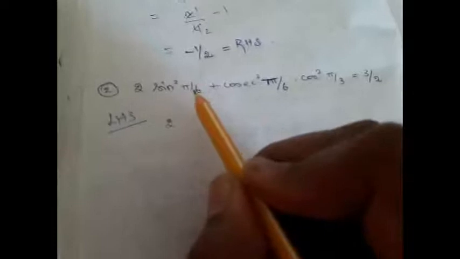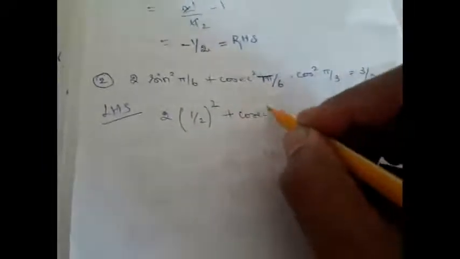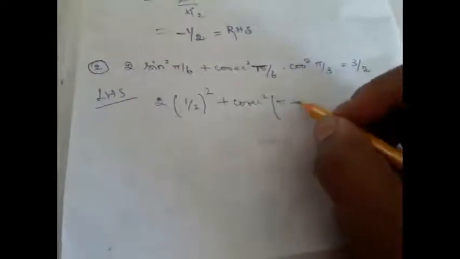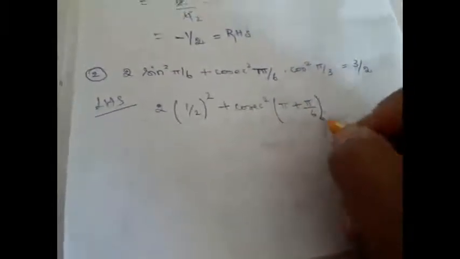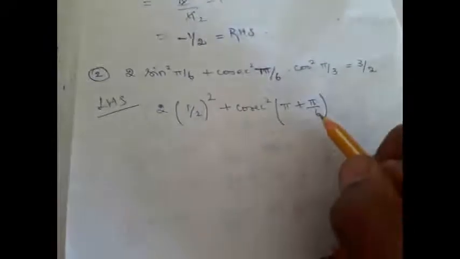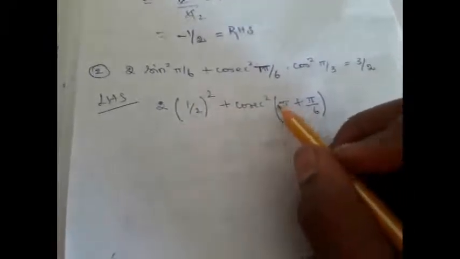Now left hand side, 2 into, what is sin pi by 6? Pi by 6 means 30. So sin pi by 6 is 1 by 2. So 1 by 2 the whole square plus cosec square 7 pi by 6. Shall I write it as pi plus pi by 6? Because pi by 6 is the standard angle. If you take LCM, we will multiply it by 6. So 6 pi plus pi is 7 pi divided by 6, into cos square pi by 3, which is a standard angle.